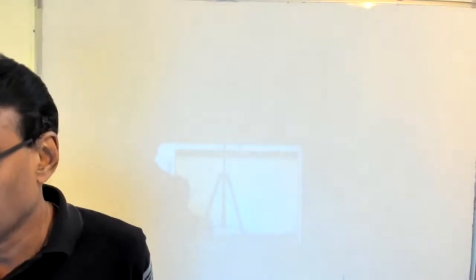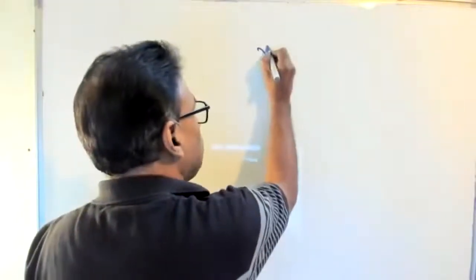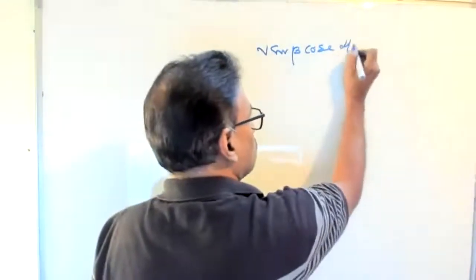A round balloon of radius R subtends an angle alpha at the eye of the observer, while the angle of elevation of the center is beta. Prove that the height of the center of the balloon is R sine beta into cosec alpha by 2.